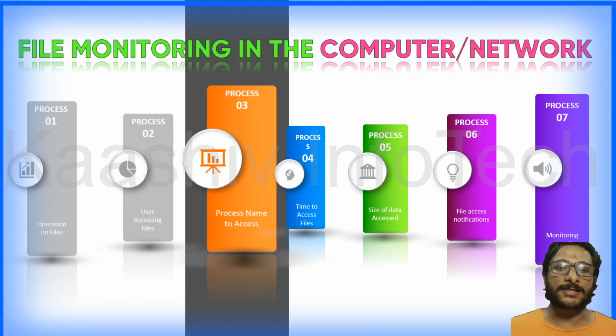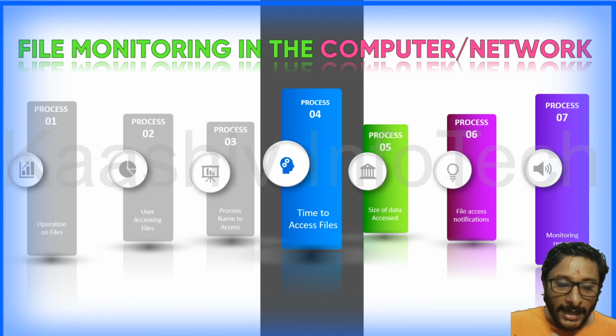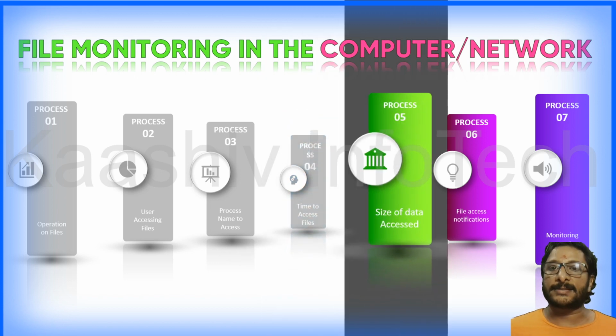The other one is the process name used to access. We need to monitor which process is accessing this file. That is very, very important. Then the time to access the file: at what time they accessed the file and how much time they took. And the size of data accessed. "Sir, they have accessed our entire D drive." "They have accessed only these files." So we have to monitor how much data size was accessed.